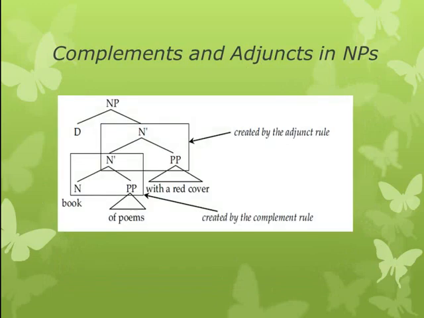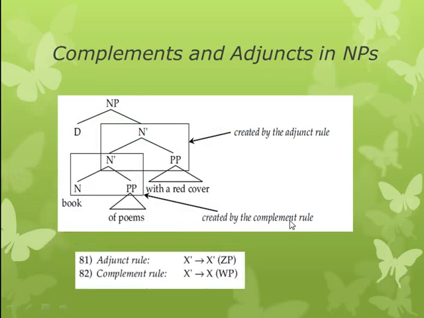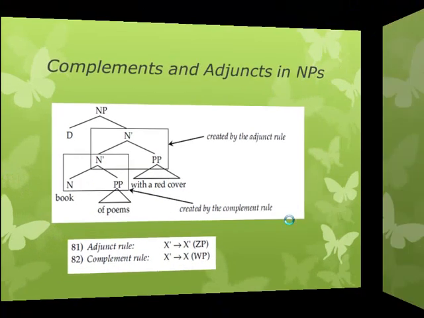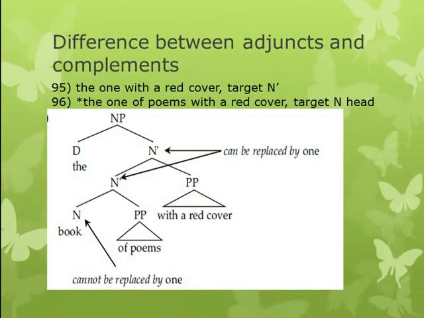Okay. So when we have a look at this one, so this noun adjunct, the first noun bar is created by the adjunct rule, but the second noun bar is created by the complement rule. Okay, so that's the rules. Now we have a look at this one. If the book of poem with red cover here, jadi book the one with red cover is the target of N1. Yeah, the one.